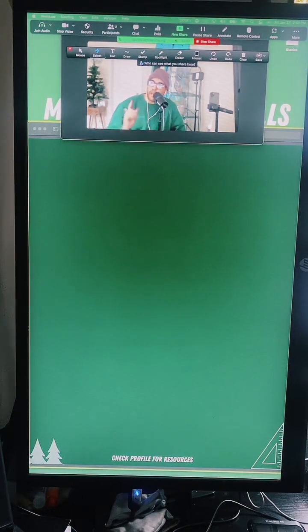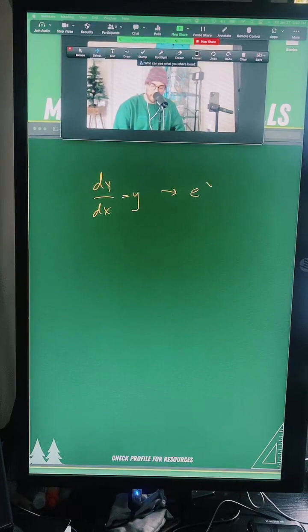Phone, nice. Okay, let me talk about anime lover. I want to talk about this real quick, and then we'll come back to this integration thing. Why does dy over dx equal y turn to e to the x? Let's go ahead and talk about that real quick, and I think it's actually going to be c e to the x. Nice, on your phone. Okay, cool. Just good to know. Good to know. All right.